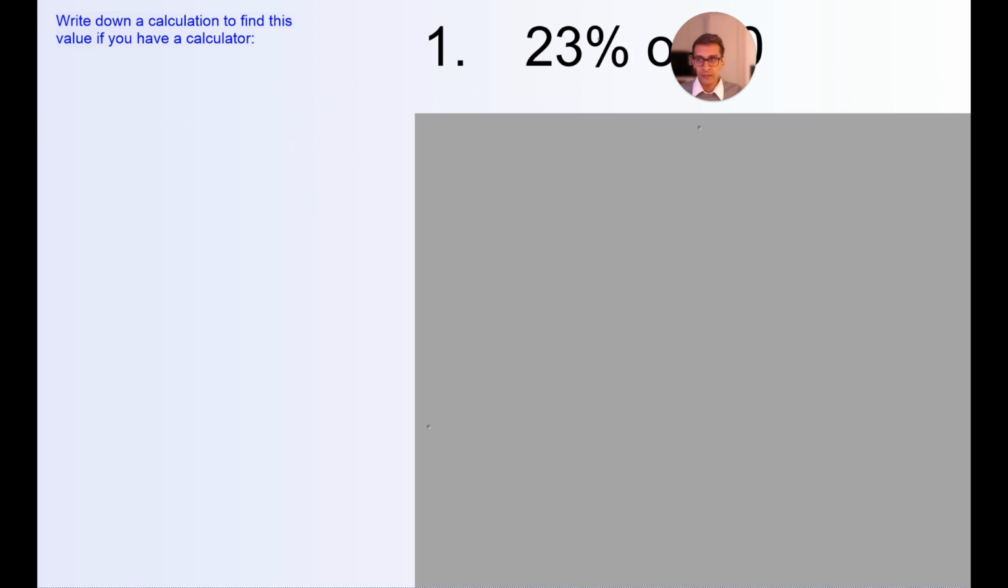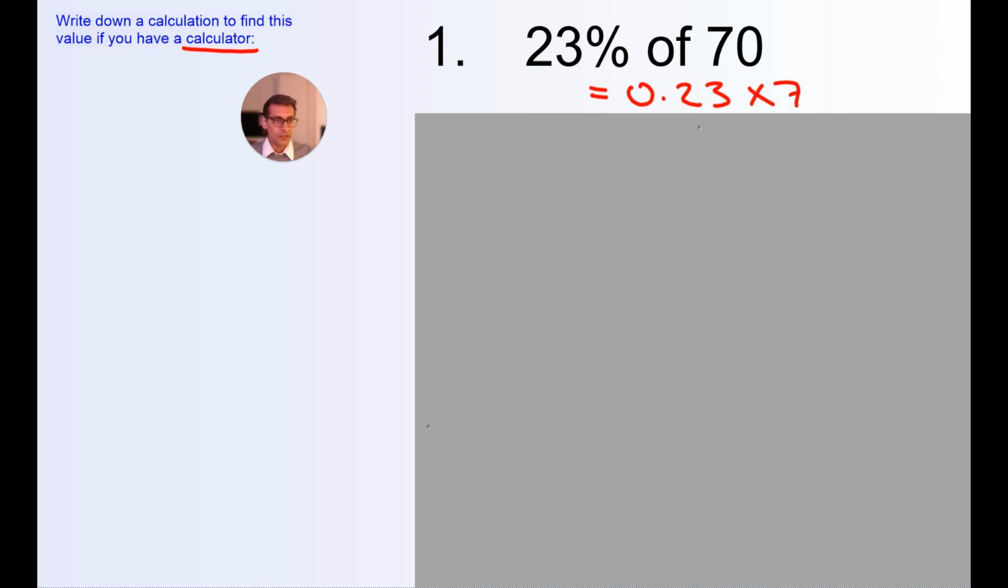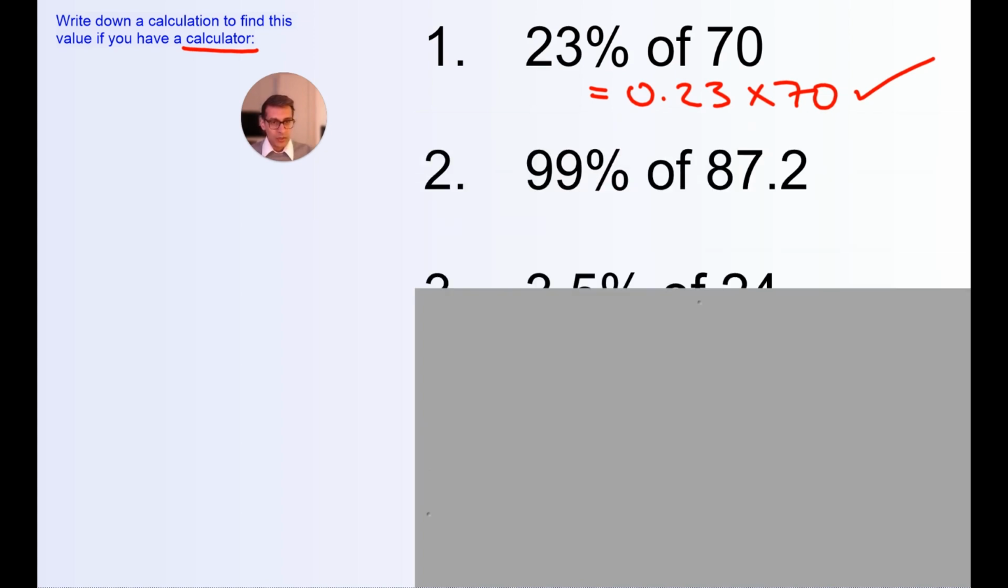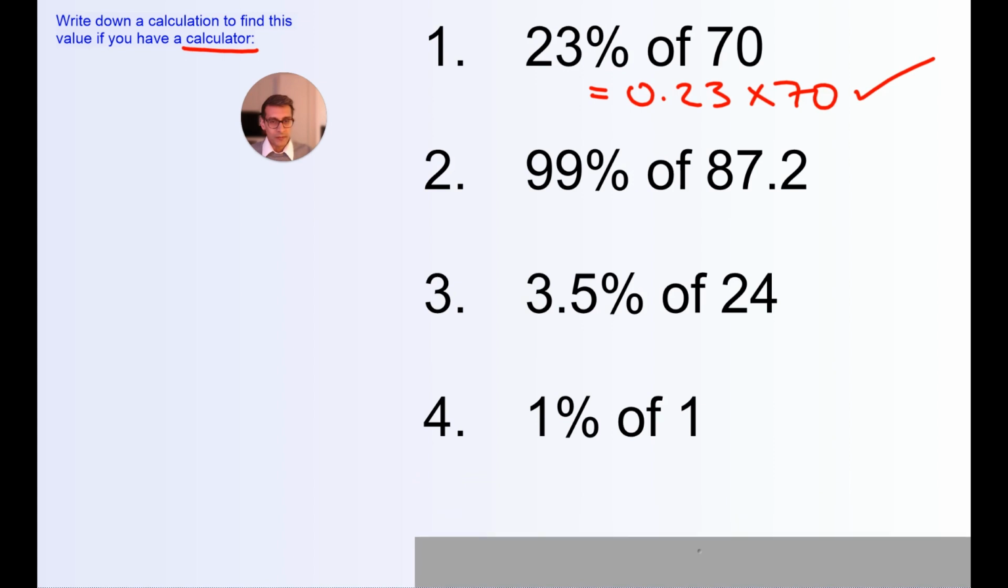So here's the next question. We're not working out the values, we're just going to work out what would you put in your calculator to work this out. So the first example I'm going to help you with. To work this out, we're going to do 0.23 times 70. I'm going to do it in one go. Think about what you'd put to work out these following calculations, and then I'm going to show you the answer.